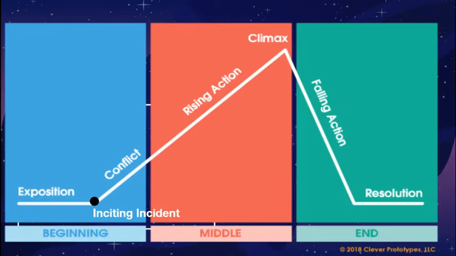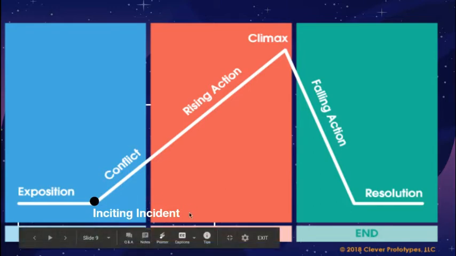So the inciting incident is the moment in the story that helps get us going. If that moment hadn't happened, we would just be in exposition forever, just watching people live regular, normal lives forever. This is where things start to happen.